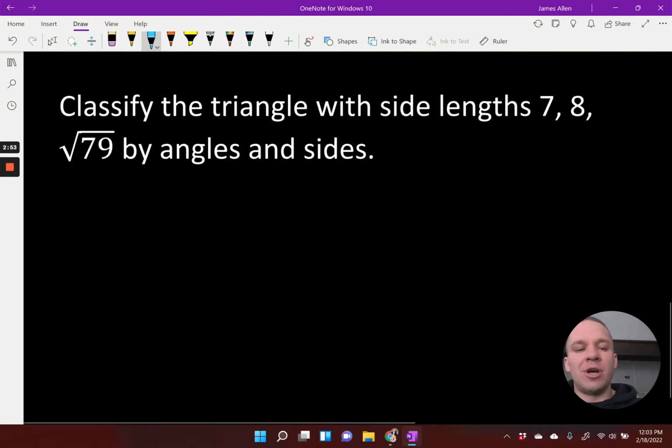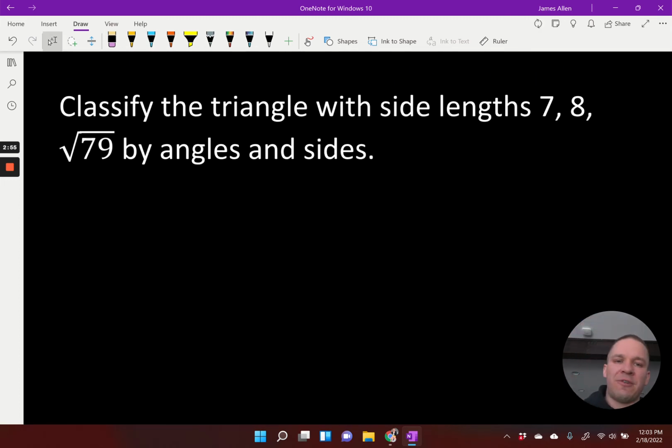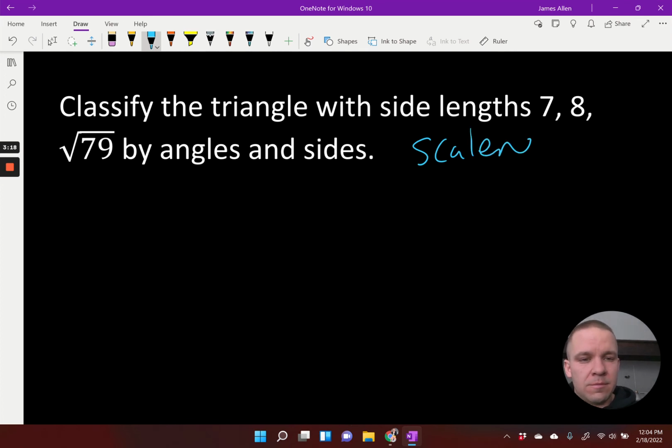I joked, we got one more in this one. Classify again. So here I've got 7, 8, and square root of 79. All right, so what the heck are we going to do with that? Well, first off, square root of 79 is some decimal. It's not a perfect square, right? Square root of 64 is 8. Square root of 81 is 9. So it's somewhere between there, right? So this is definitely going to be scalene.